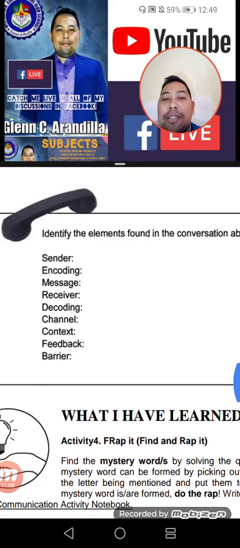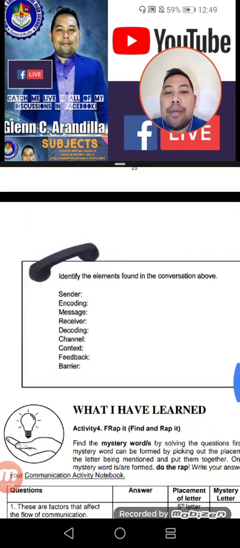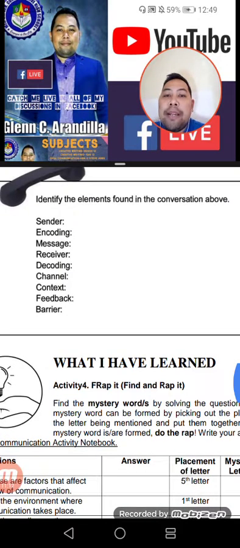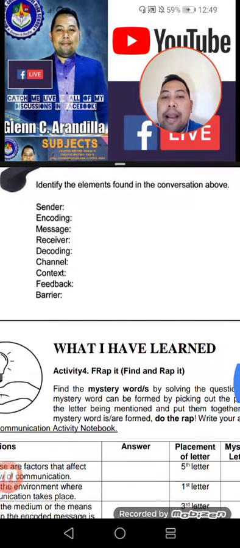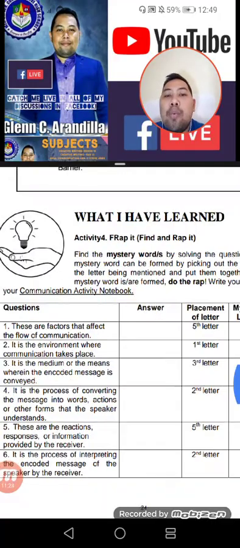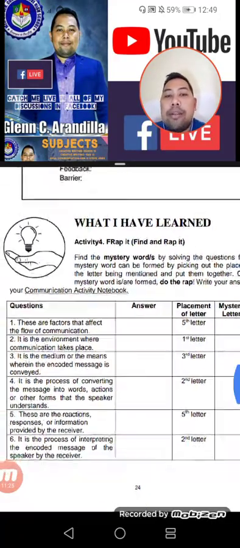So here, answer in your separate notebook. Identify the elements found in the conversation above. Identify the sender, encoding, message, receiver, decoding, channel, context, feedback, and barrier. Next, what I have learned.